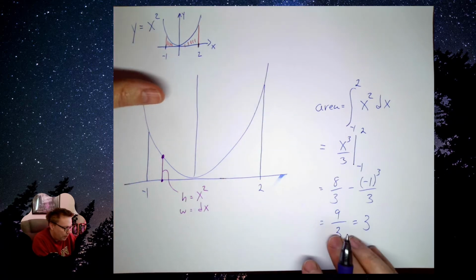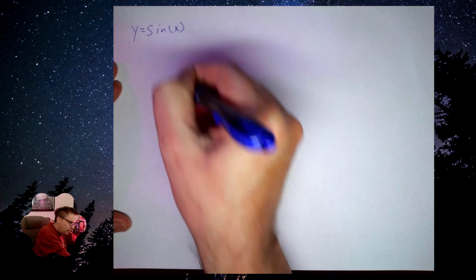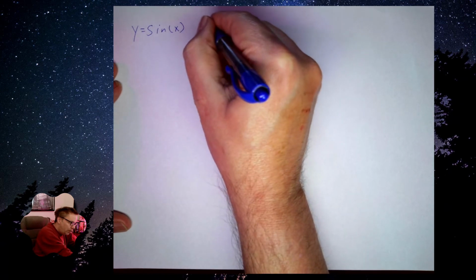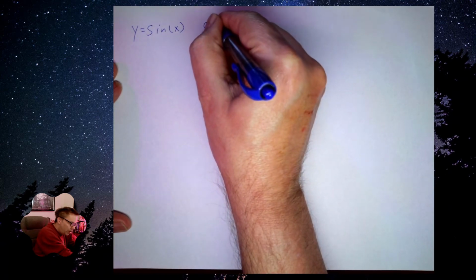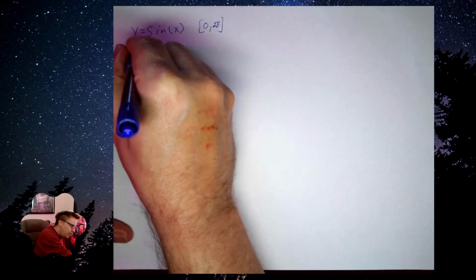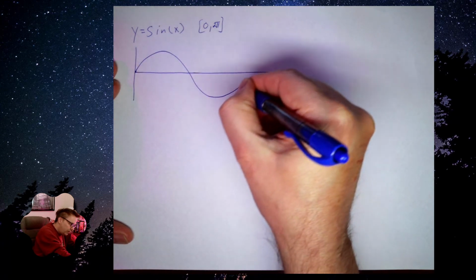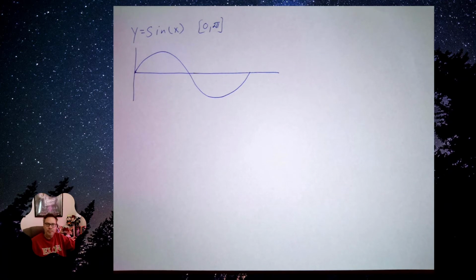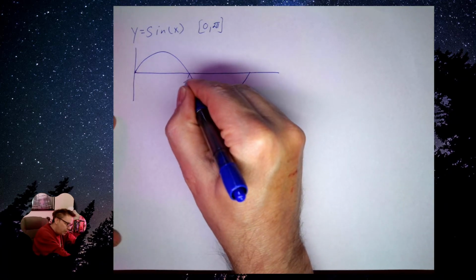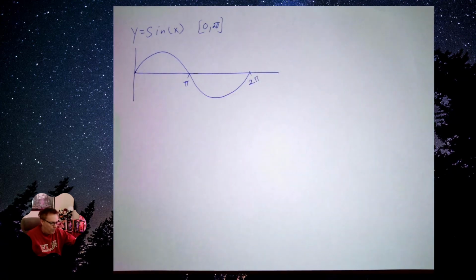Now what about something a little bit more complicated? What about something like, oh, let's do a trig function. Let's do y equals sine of x. And I want to look on the closed interval from 0 to 2 pi. Well, what does that look like? Well, a sine curve looks like this, where this is pi and this is 2 pi.